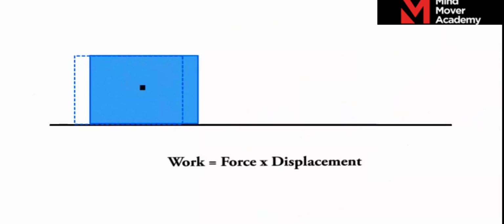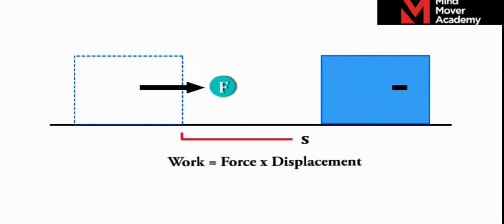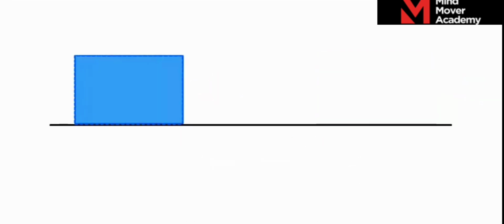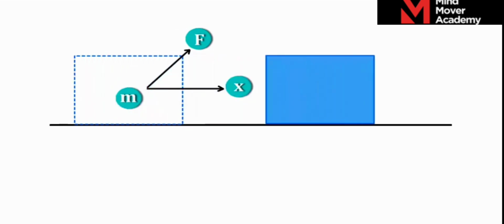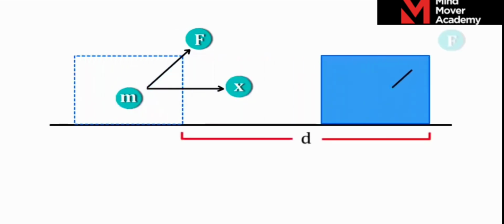Work is related to force and the displacement over which it acts. Consider a constant force F acting on an object of mass m. The object undergoes a displacement d in the positive x direction.